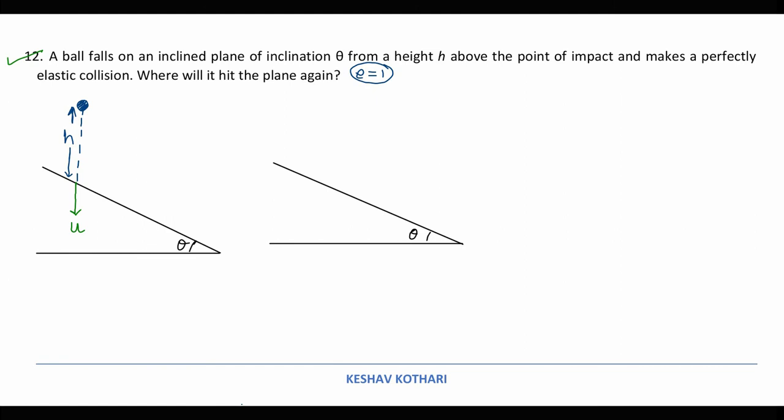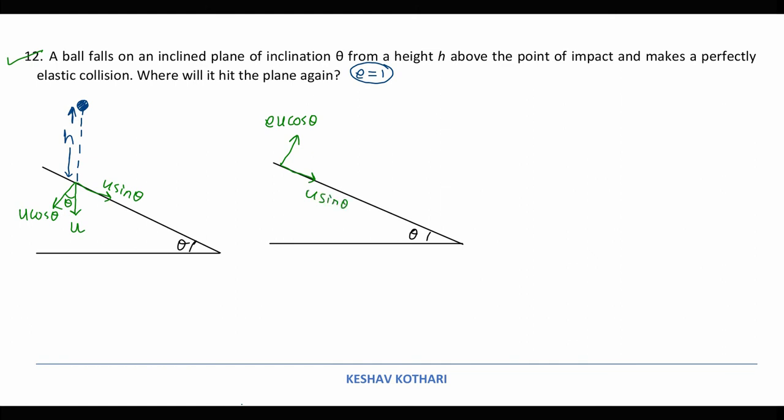If I break the speed into components, these are the two components that we attain. We say that this angle is theta. So this is going to be u cos theta, and this one is u sin theta. After the impact, the coefficient of restitution will affect the value of u cos theta, and it will become e u cos theta, whereas the other component u sin theta remains unaltered.